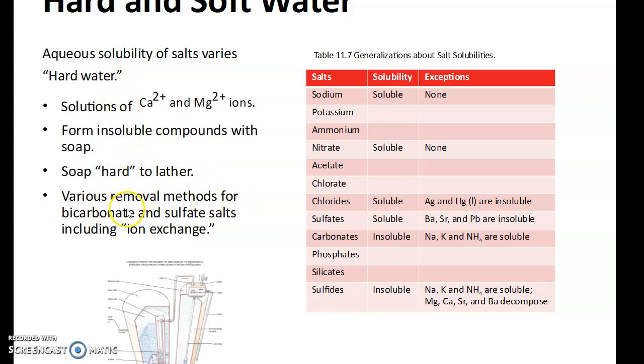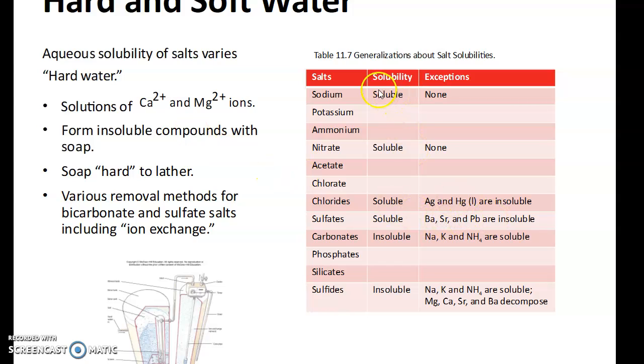Various removal methods for using bicarbonate and sulfate salts include ion exchange. So these are changed out for a sodium ion instead, okay? So sodium is soluble, and that's actually what causes things to appear soft. It's because you've actually got a weak base that you are washing your hair with. That also allows it to have the softness of your hair when you work with soft water. With hard water, you essentially have a scale.